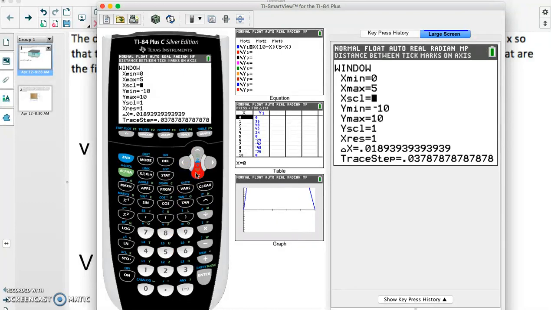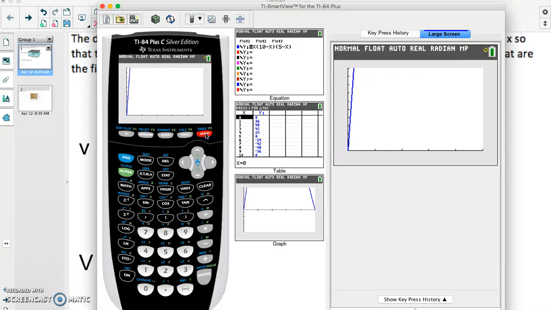Y represents the actual volume. I don't really know what that volume is going to be, but I know it can't be negative, so I'm going to start my y min at 0. And then I'm going to leave my y max at 10, because I'm not sure what the max volume is going to be. So I'm going to graph it and just see.